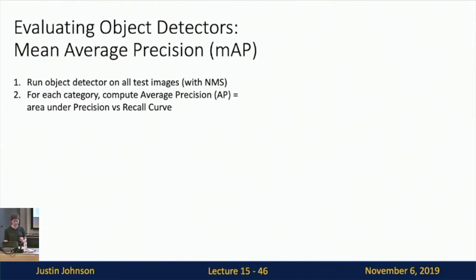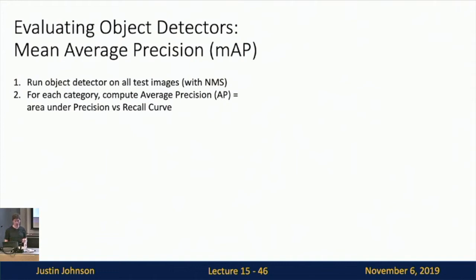But basically now, suppose we've trained an object detector and we want to get a single number to put in our paper to tell us how well this object detector does on this data set. Well, now what we're going to do is compute some metric called mean average precision. And this is basically the standard metric that everyone in object detection uses to compare their object detectors.